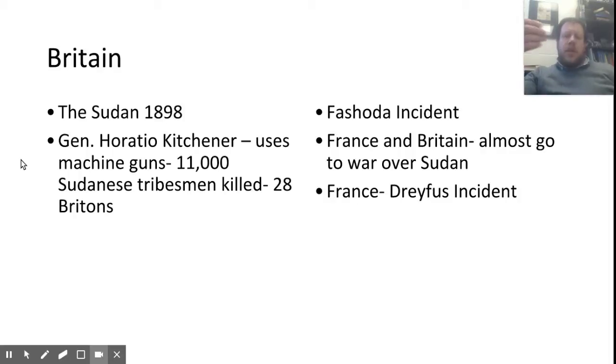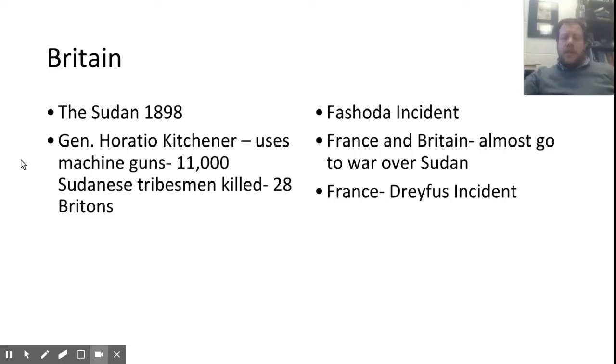And so as these tribesmen killed 28 Britons in a revolt, General Horatio Kitchener uses those machine guns, that powerful weapon they had developed, to kill 11,000 people. And so Sudan became a big kind of touching point for imperialism for Britain. And in the Fashoda incident, Britain and France almost go to war over Sudan. They're fighting over access to this area so much, they almost go to war.